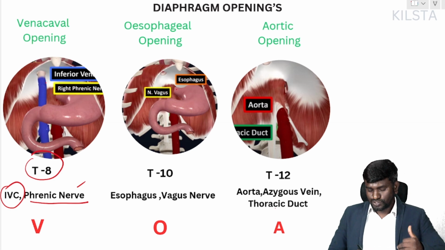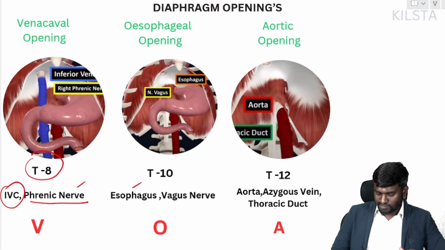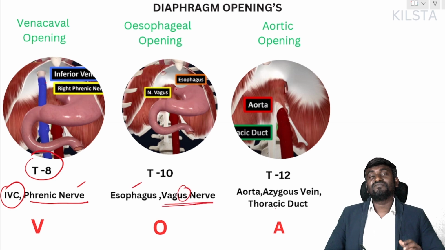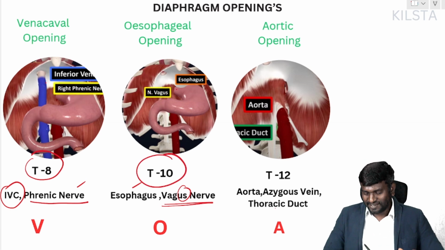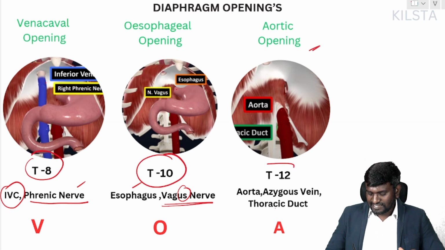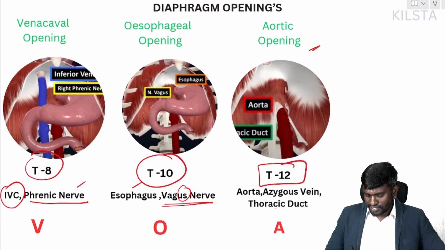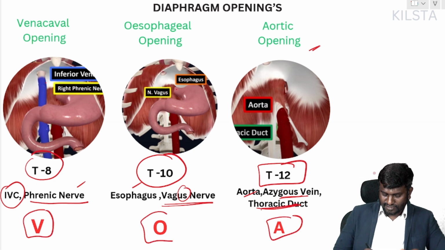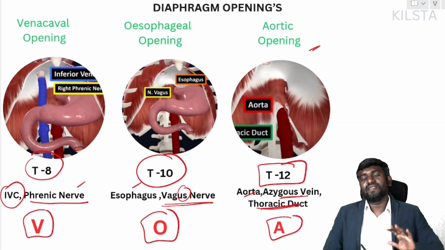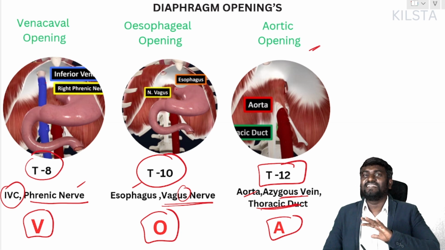Esophageal opening, of course, is going to include the esophagus and also the vagus. Remember, it also has the passing of the vagus nerve. It is going to be at the level of T10. Very good. Aortic opening is going to be at the level of T12. It's going to include the aorta and also the azygos vein along with the thoracic duct. Okay. So you're going to remember the simple mnemonic VOA, T8, T10 and T12. Good.